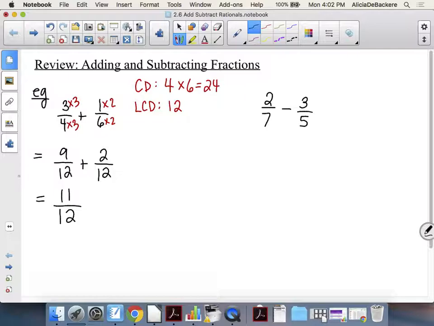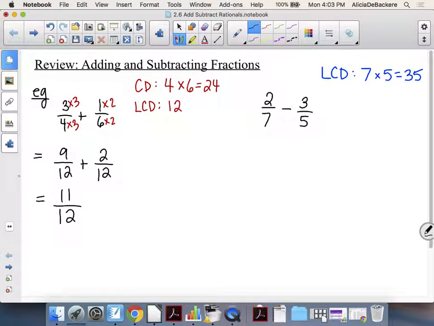Moving over to the second example, 2/7 minus 3/5. Again, I could come up with a common denominator. One trick that's always going to work is just take the two denominators and multiply them together, and I get 35. And now if I go through all of the multiples of 7: 7, 14, 21, and then I go through all the multiples of 5: 10, 15, the first one that they have in common is actually 35. So in this case, the common denominator is actually the lowest common denominator.